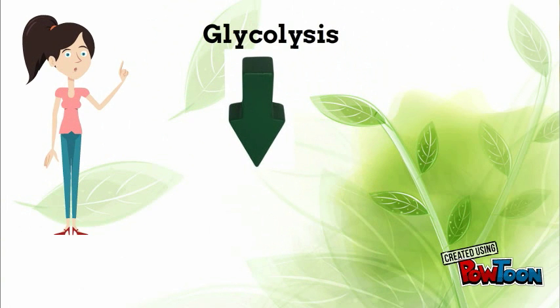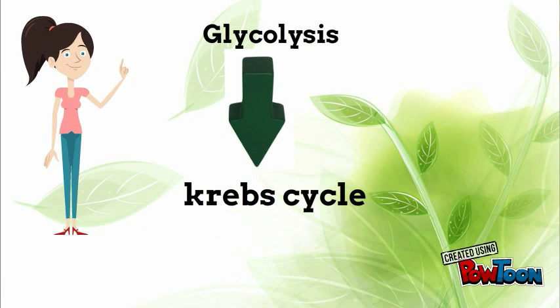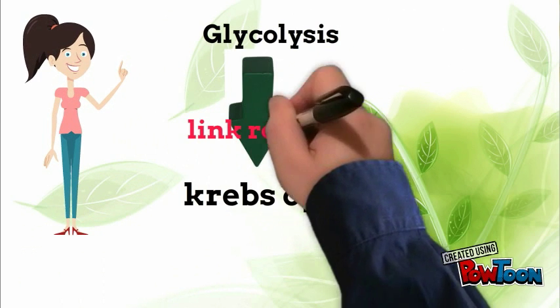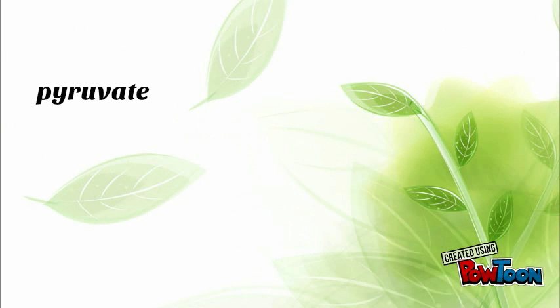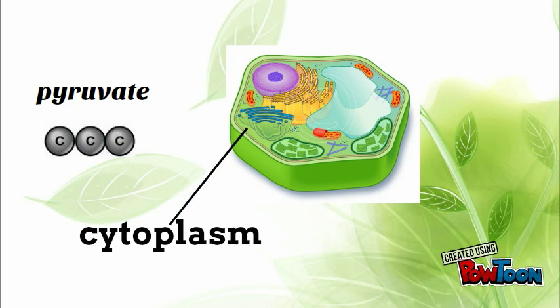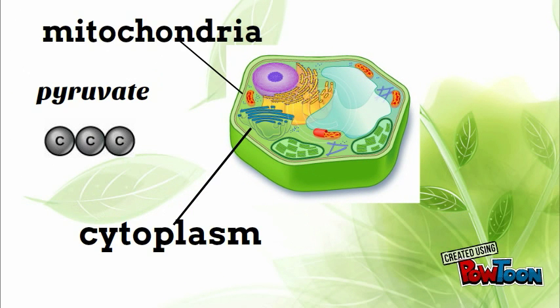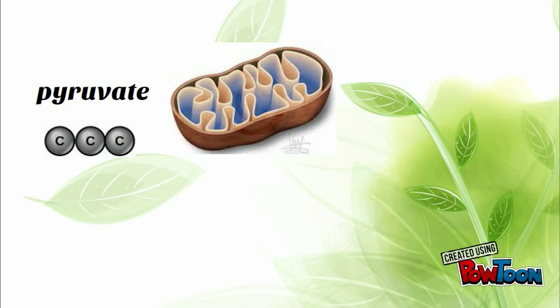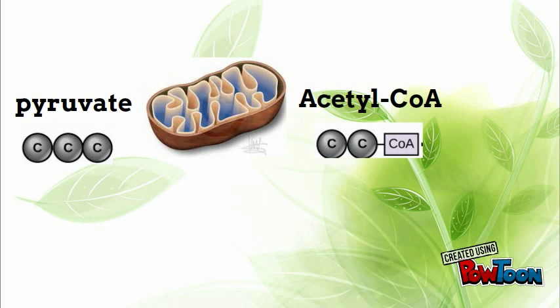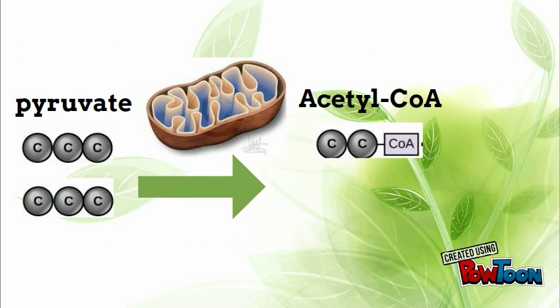Now, before we can get to the next stage of cellular respiration, the Krebs cycle, there's some prep work that needs to be done. This is known as the link reaction. Each pyruvate, which is produced in the cytoplasm, enters the mitochondria to be converted into acetyl coenzyme A. Remember that 2 pyruvates are created from glycolysis, meaning 2 acetyl coenzyme A molecules are produced. This reaction links glycolysis to the citric acid cycle.